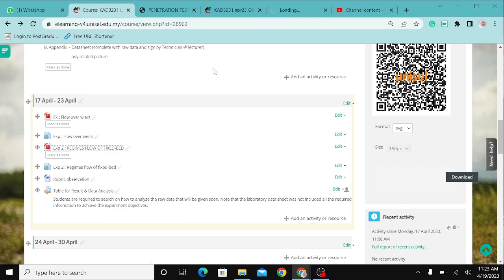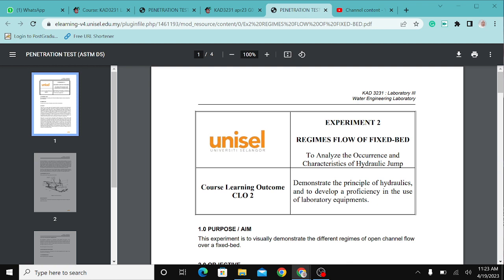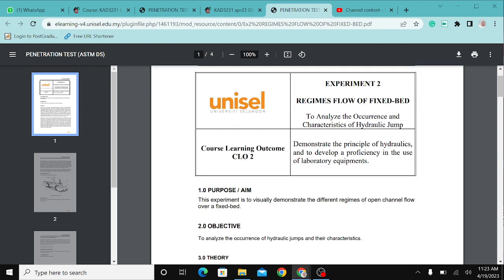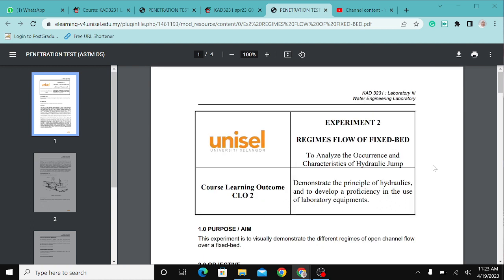Okay, next experiment. So this is actually the second part of the subject, right? Last week was one of the subfields. So for today is the second subfield for this lab: regimes of flow over a fixed bed.